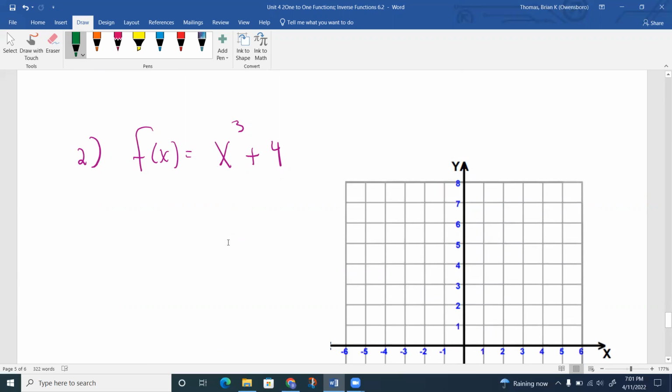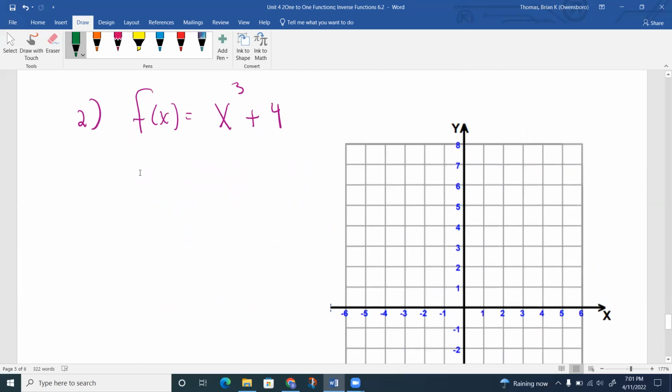In graphing this, well, we'll save that for last, but first off, we want to find the inverse. To find the inverse, the first thing I'm going to do is write this as y equals x cubed plus 4. My next step is to switch x and y. So the y becomes the x and the x becomes the y.